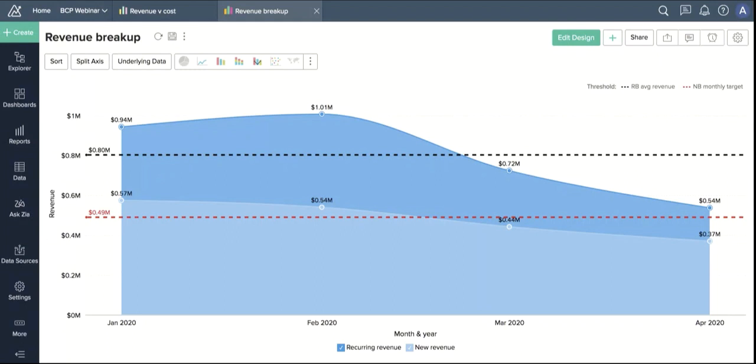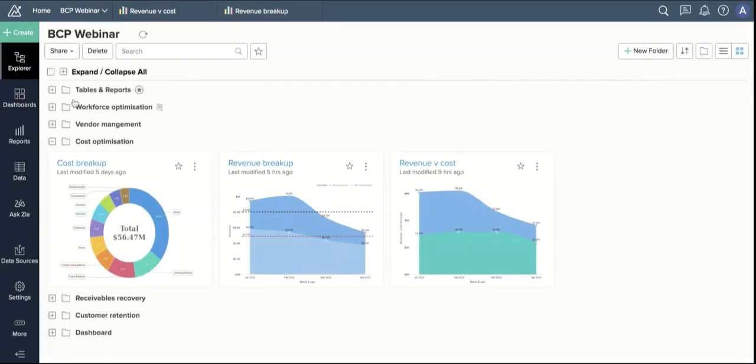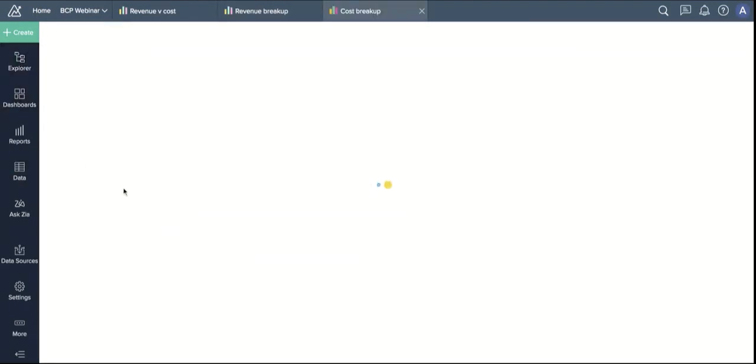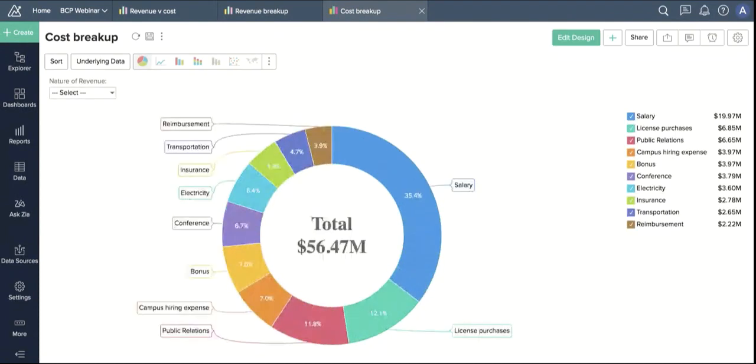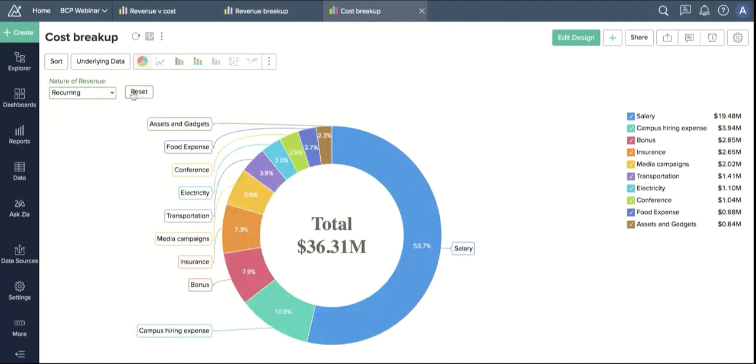To do that, it's good to have a detailed breakup of all the costs associated with your recurring business model. Now, this is the total cost. So let me filter it only for the recurring business. As you can see, salary holds the lion's share of the cost in the recurring business model. Just because it contributes 53%, does it mean you cut the salaries? Probably you might want to rethink that.